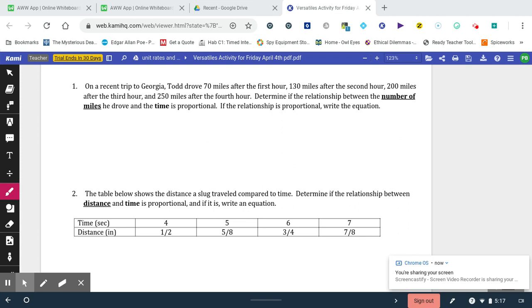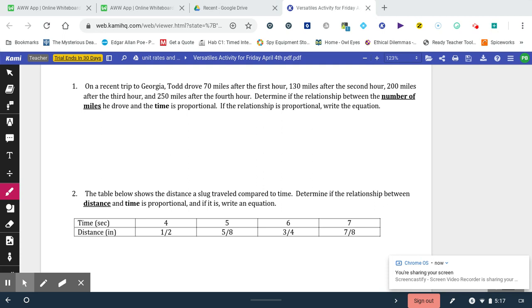All right, so what we want to do is practice finding the equation. And remember, to find an equation, you need to find K, which is the constant of proportionality, or what I call the unit rate. There are 12 of these, so we're just going to start by looking at number one.